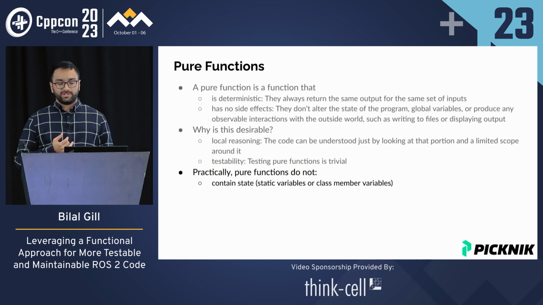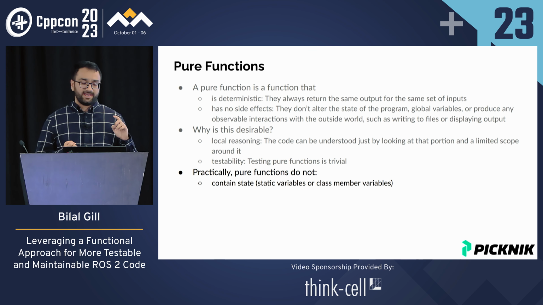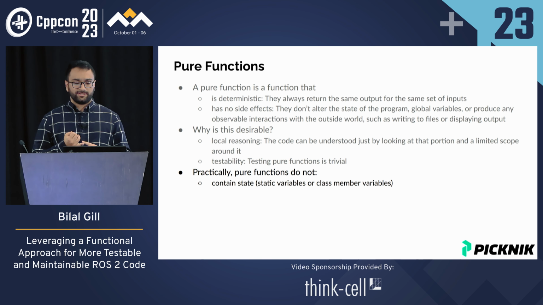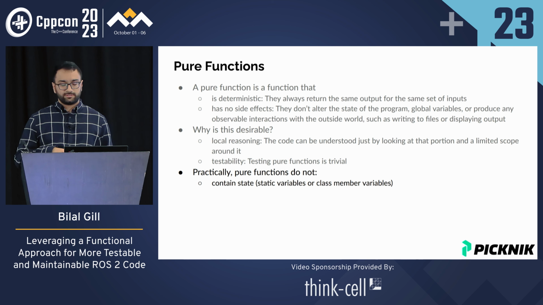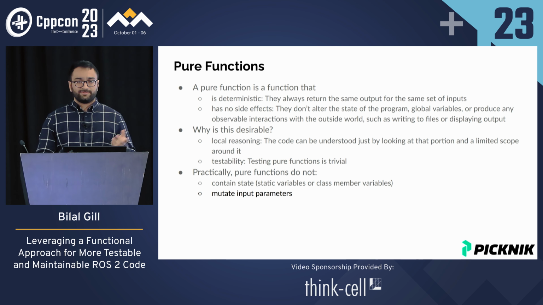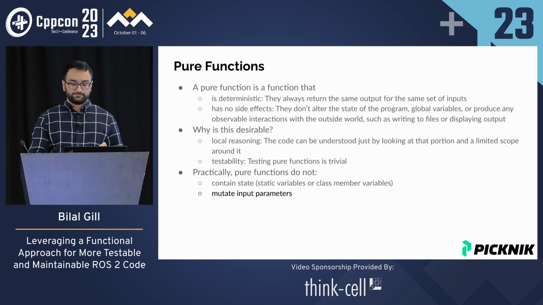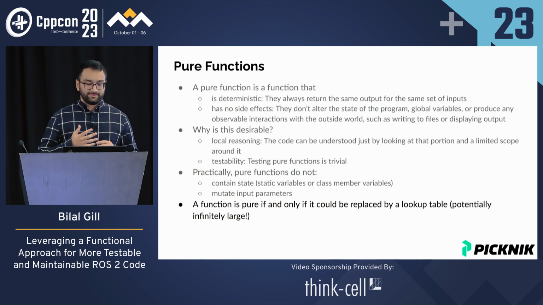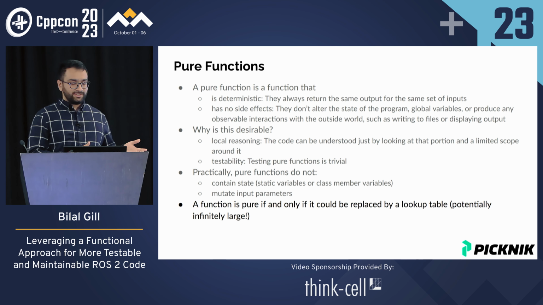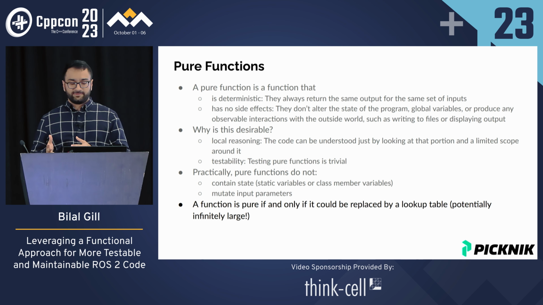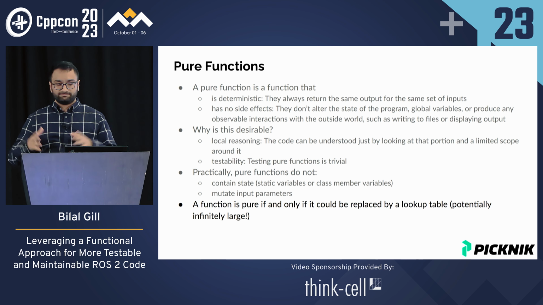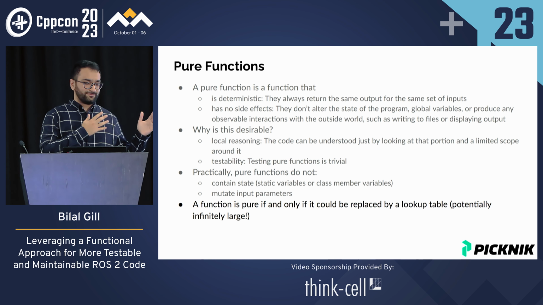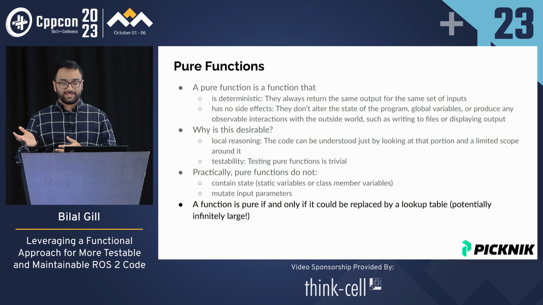Practically, pure functions do not contain state, right? So they can't have static variables, and they don't really interact with the class member variables inside of the function. And two, they don't mutate input parameters. So here's a funny way of thinking about a pure function. A function is pure if and only if it could be replaced by a lookup table, potentially infinitely large, because if you know the inputs, then through a pure function, you're going to know what the output is, right?